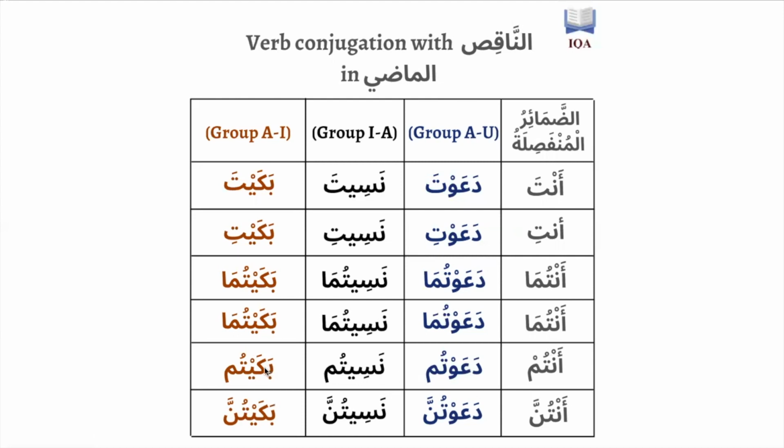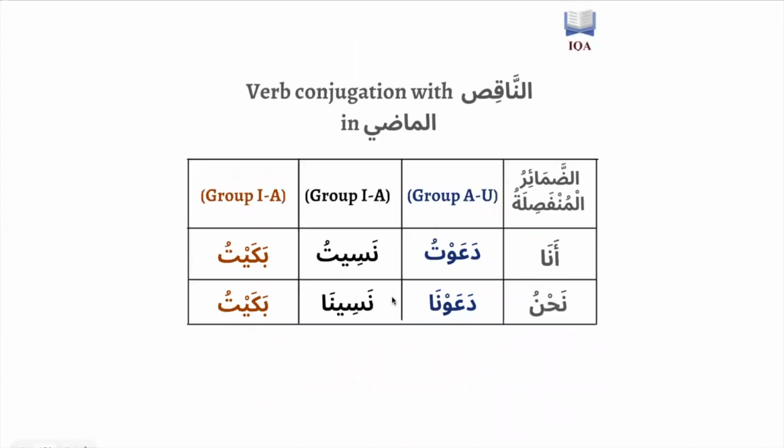Da'awtum, nasitum, bakaytum. Antunna: da'awtunna, nasitunna, bakaytunna. And then ana and nahnu: da'awtu, nasitu, bakaytu, da'awna, nasina, bakayna. Or it should be, excuse me, it should be bakayna. This is a typo because it's nahnu.